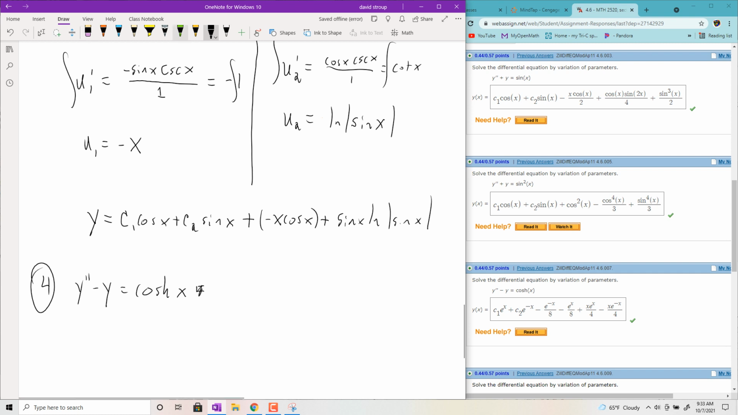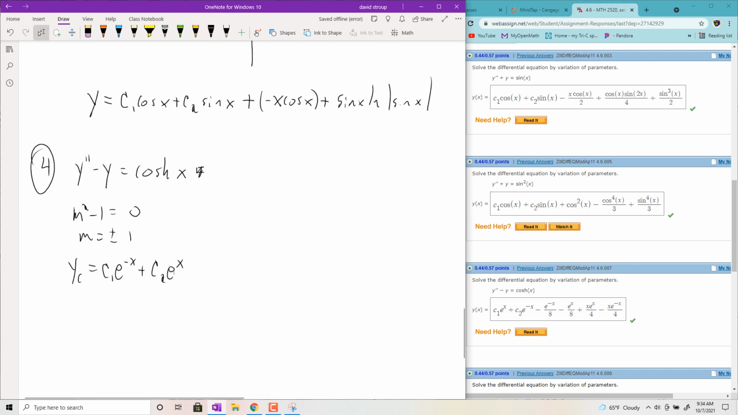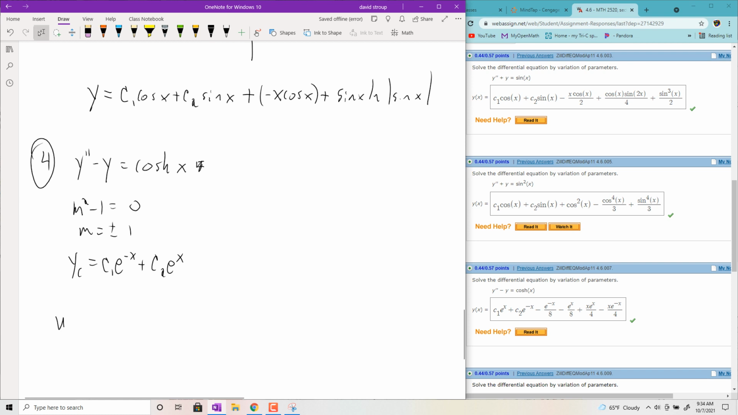Anyways, first off, get the homogeneous, the complementary part of your solution. So you need your characteristic equation: m squared minus 1 is 0. So m is going to be plus or minus 1. And then your complementary part is going to be c1 e to the negative x plus c2 e to the positive x. I'm going to need the Wronskian from that.